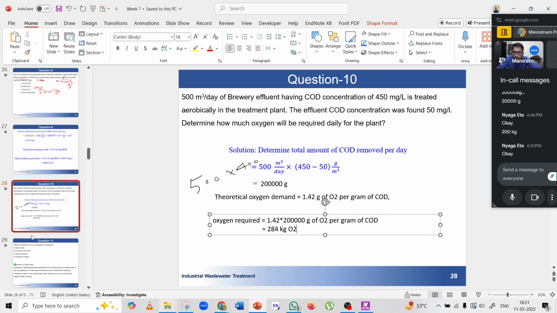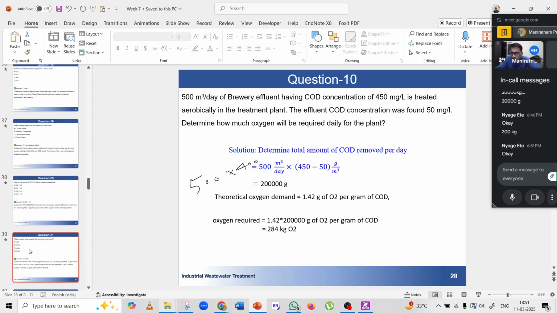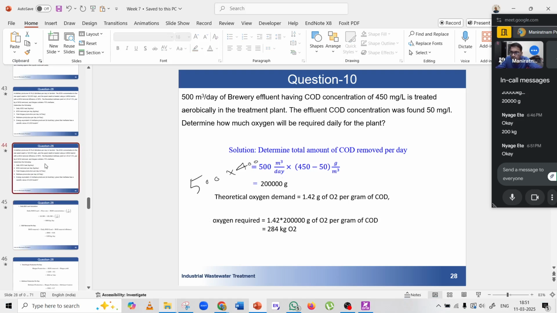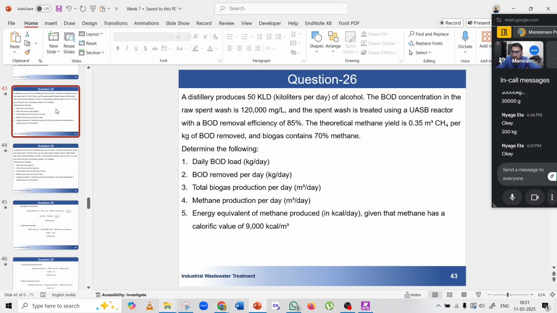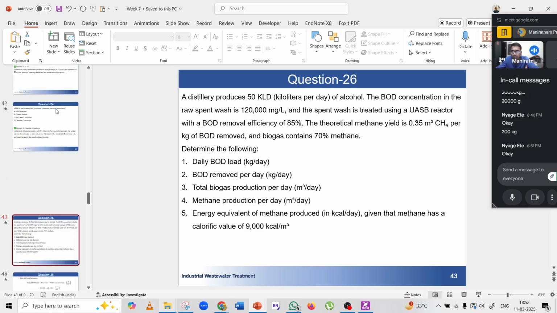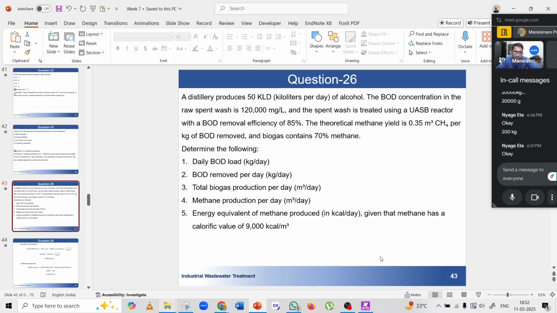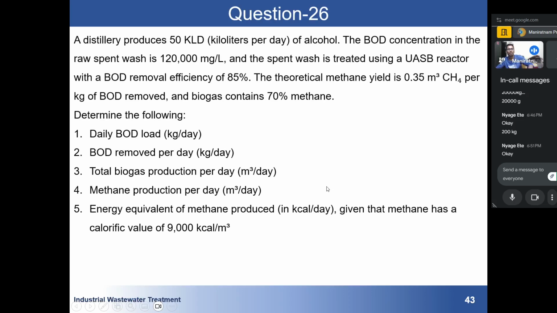I will be discussing numerical questions only, related to this topic. I have another BOD and COD question. Everyone can try to solve this. There is again one. So till now, any doubt?